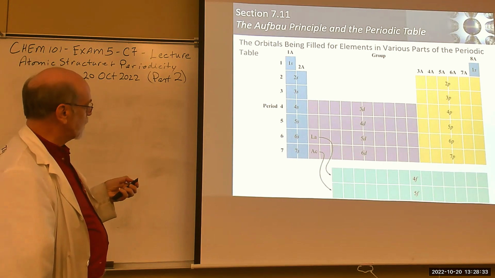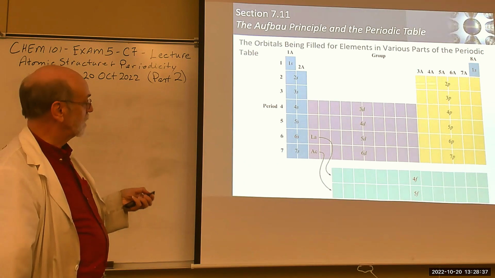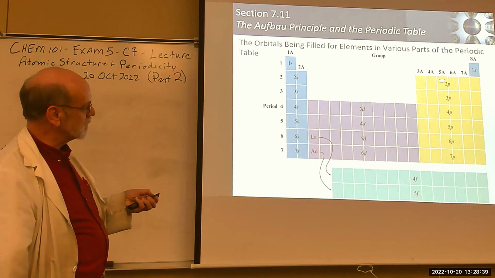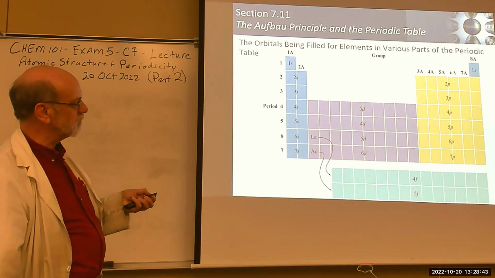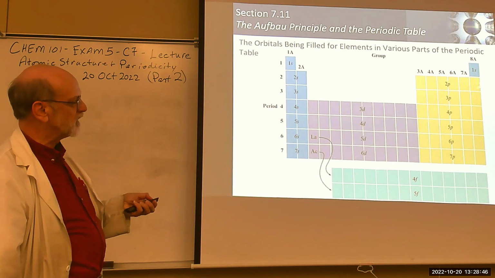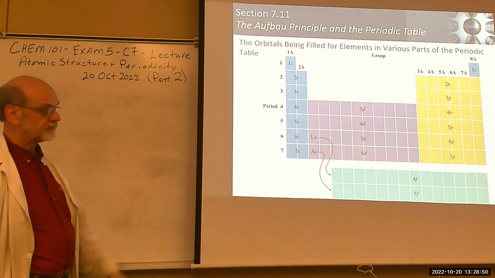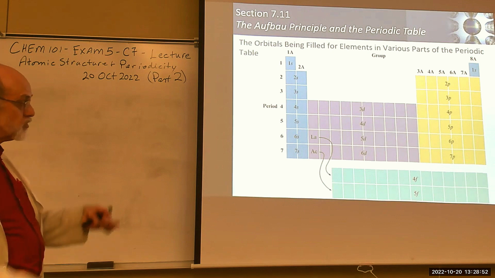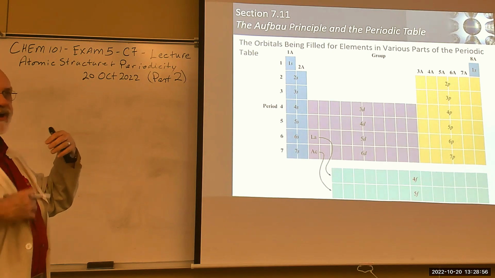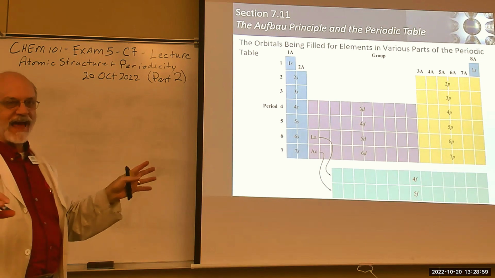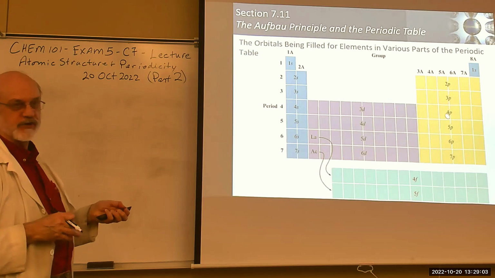Then if you follow the period across, you start to fill the p orbitals, right? So this would be a 2s, this will be a 2p. 2p1, 2p2, 2p3, 2p4, 2p5, 2p6 gives you noble gases. And if you know the structure of the periodic table, it's easier to write the electronic configuration for any atom because you know which ones are being filled and what their numbers are.